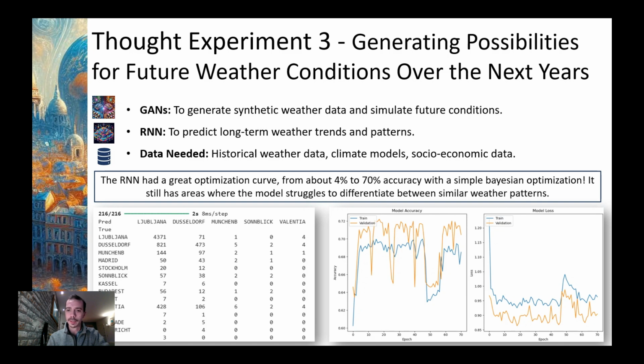As for the GANs, we didn't try them yet, but it would still be a great algorithm to run on this thought experiment, just to generate even more weather data.